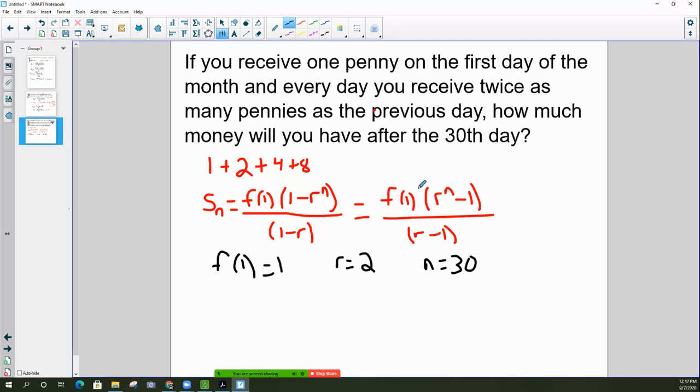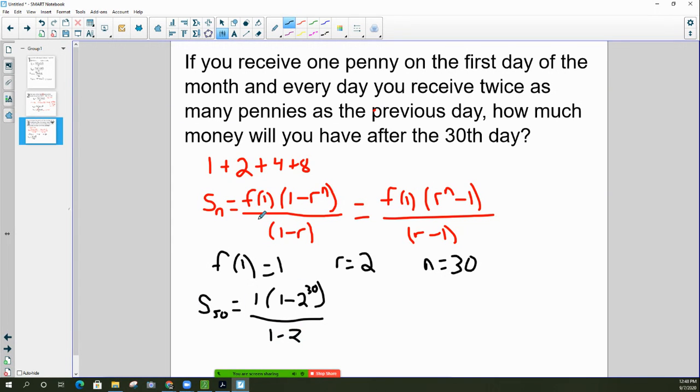All right, so those are my 3 values. And now all I need to do is plug those in to either one of these equations and solve. So let's do that real fast. We're definitely going to want a calculator for this problem, you guys. We're going to get some very large numbers. So let's try it. S of 30 equals, all right, we start plugging things in. So f of 1 is 1. That's nice. You always like multiplying by 1. And then 1 minus r to the 30th power. So 1 minus 2 to the 30th, and that's over 1 minus 2.